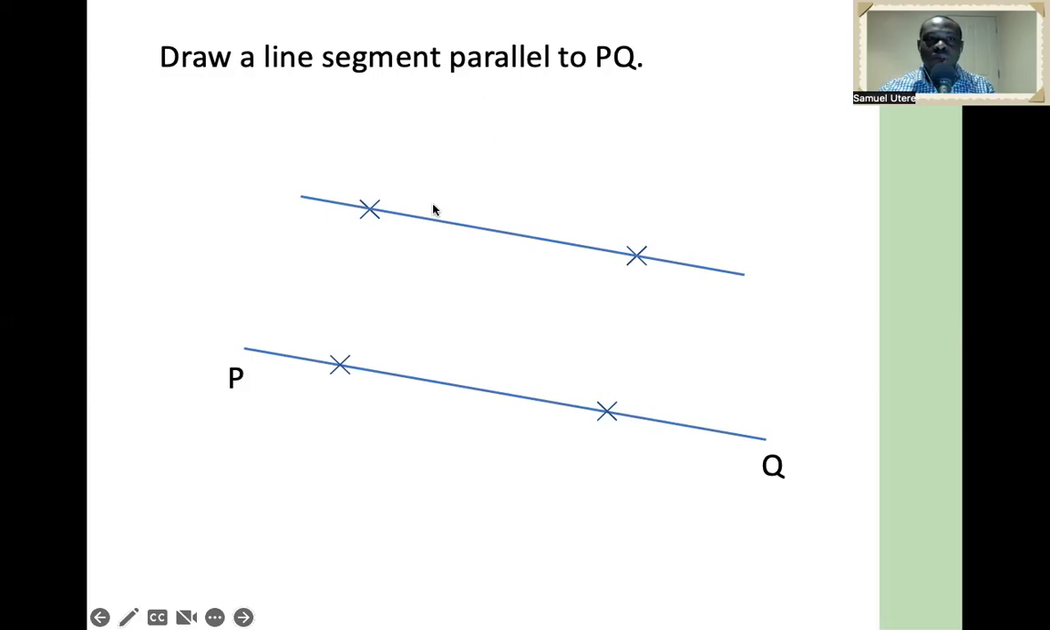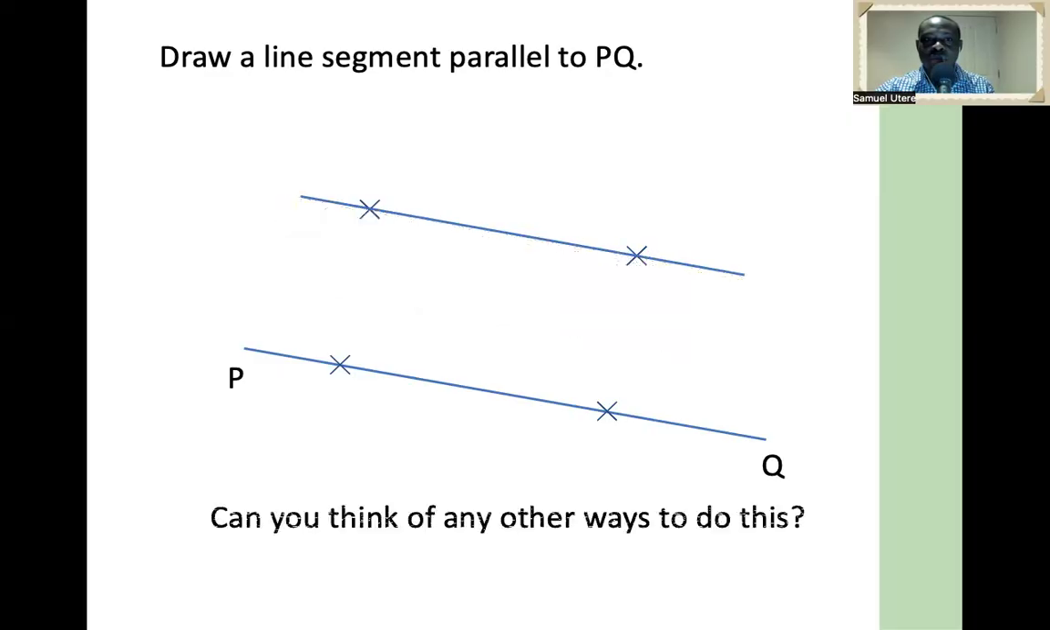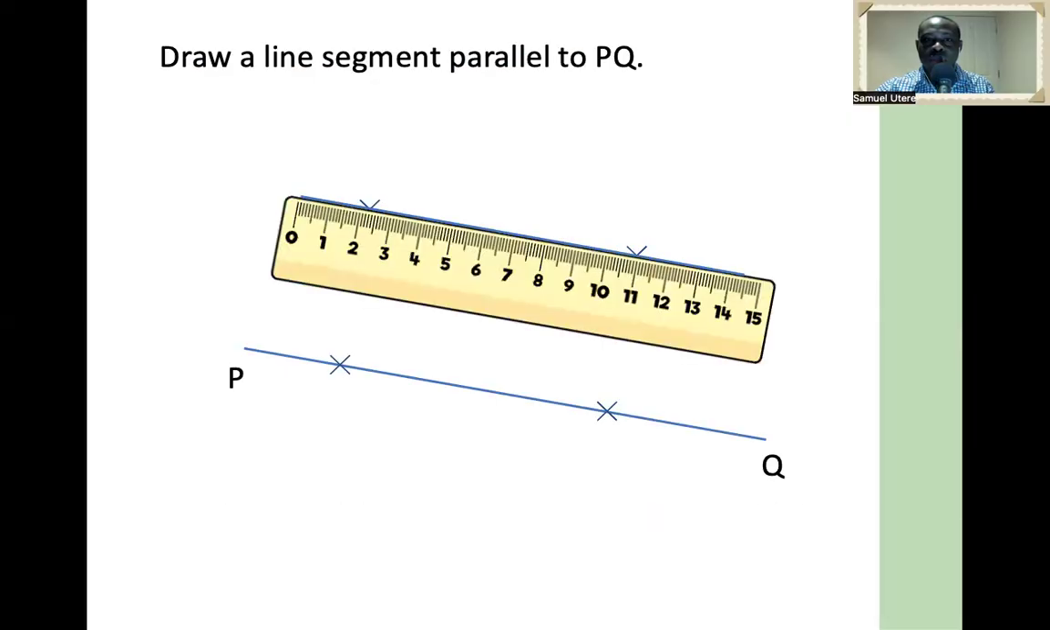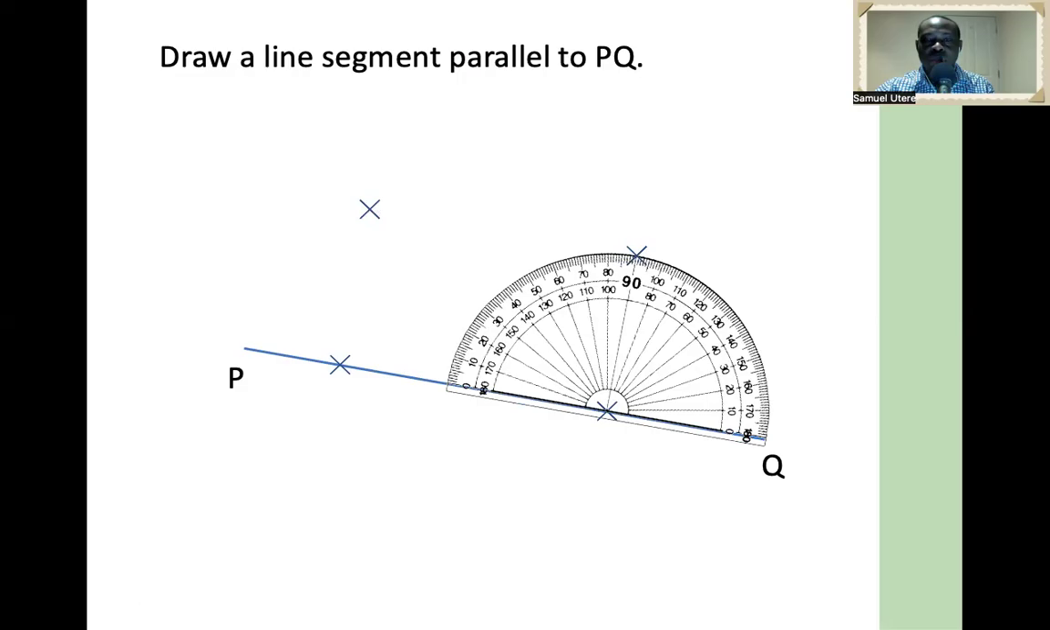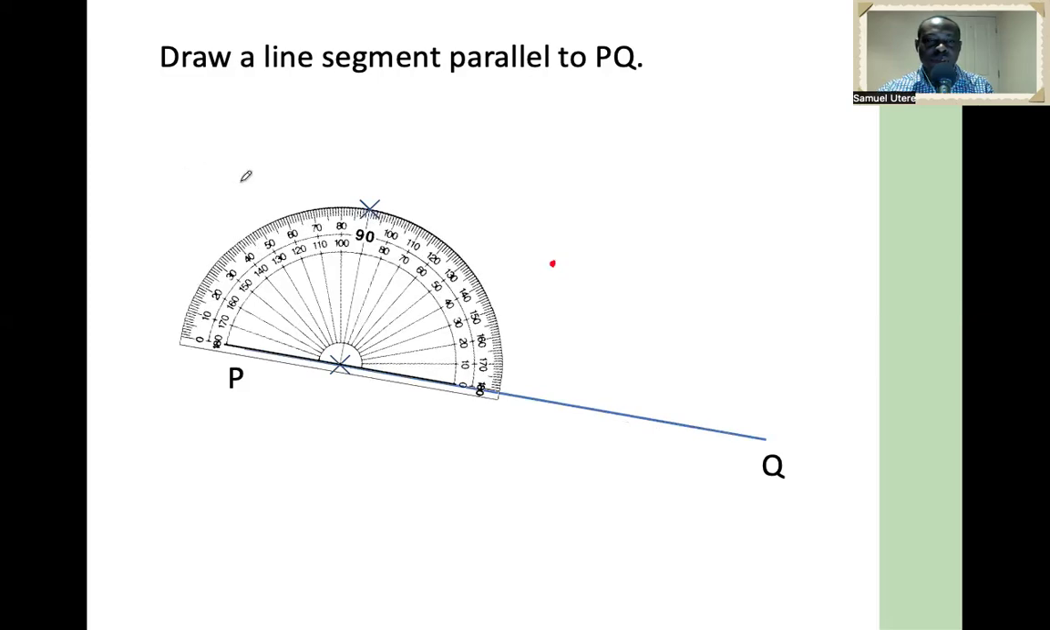What if, after we've marked this, let's bring the protractor back. Let's say we decided to mark 60 degrees here, from that point. And let's say we decided to mark another 60 degrees from that point.